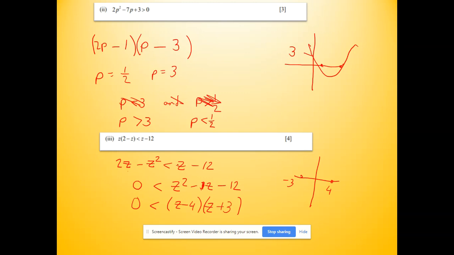It's a normal quadratic, so it's a U shape. Again, we could see where it crosses, so it crosses at minus 12, but we don't need to put that into our sketches. Again we're looking for our function to be greater than 0, which means we need our z value to be smaller than minus 3 and our z value to be greater than 4.